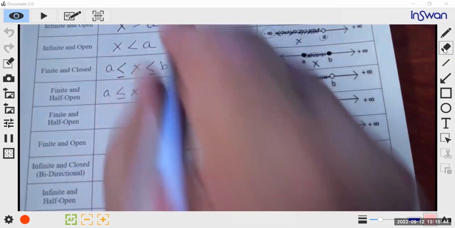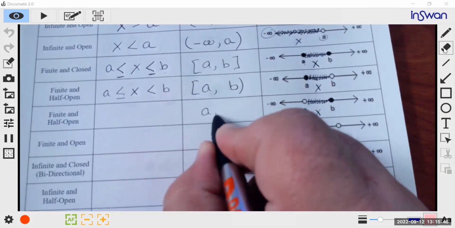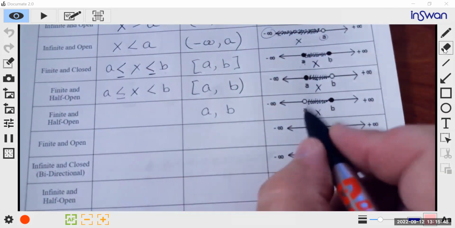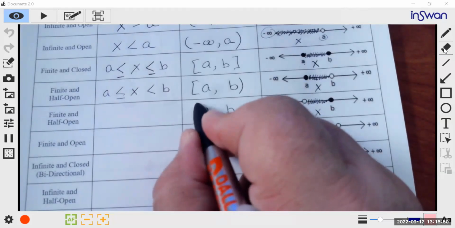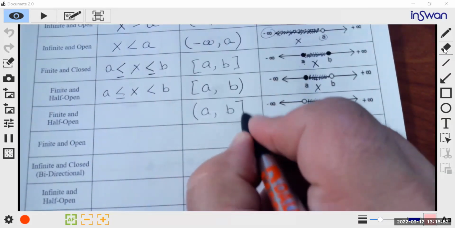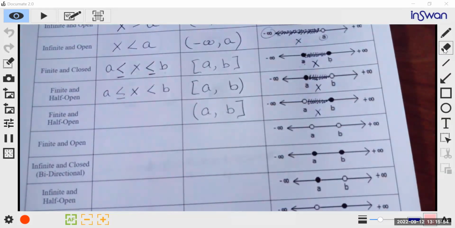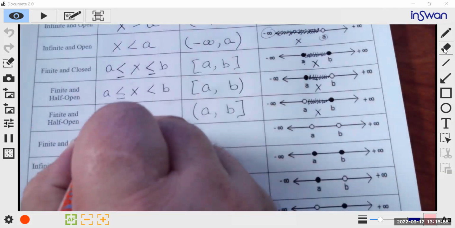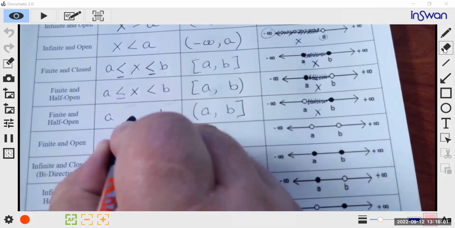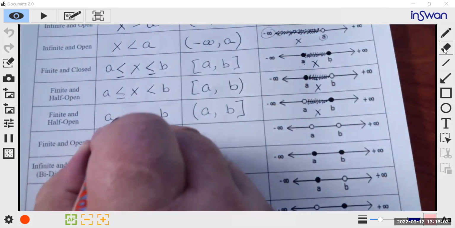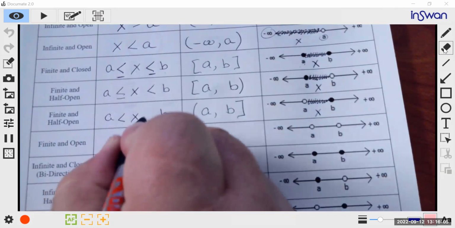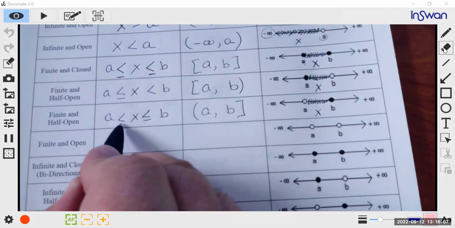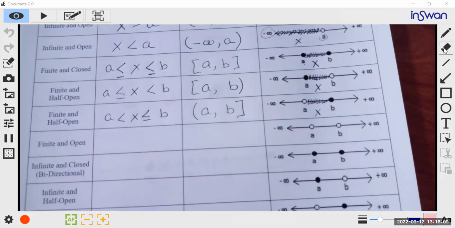So for the interval notation of this one, you begin at A and go to B. Can you include A? No. Can you include B? Yes, because it's a solid dot. So you have your beginning and end, and X is between there. You cannot include A, but you can include B, so it's less than or equal to.